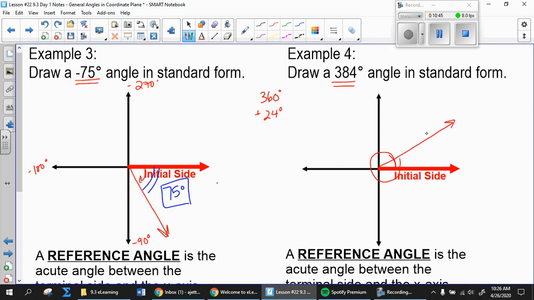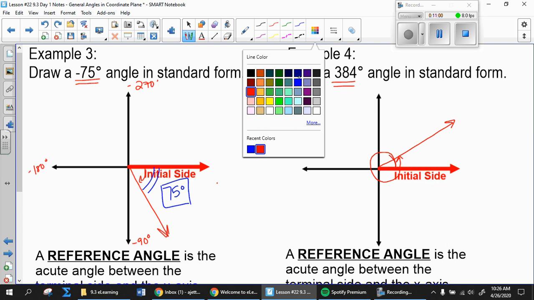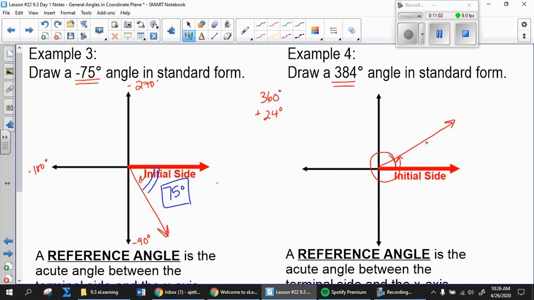So somewhere right around here. So that's the same thing as a 24-degree angle, but it's a little bit different. The terminal side's in the same spot, but it's a different angle. It's a full rotation around the circle and then another 24 degrees. And so when we're talking about reference angle, it's the angle created by the terminal side and the x-axis right here. And so that's just this 24 degrees that we went past.